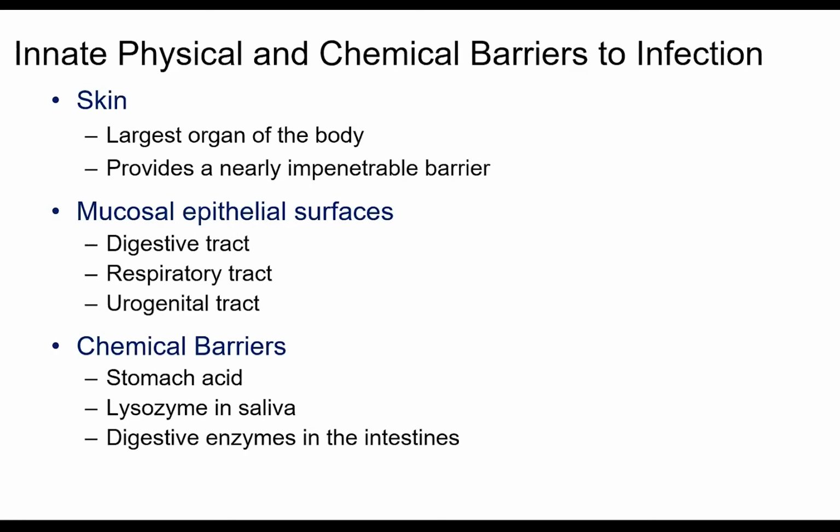The skin is a nearly impenetrable physical barrier to infection. And at the mucosal surfaces of the body, where our epithelium is more permeable to facilitate things like gas exchange and nutrient absorption, mucus traps pathogens and impedes their movement into the body. And finally, chemicals like lysozyme, which digests peptidoglycan, a component of bacterial cell walls, and stomach acids, which can kill microbes, and digestive enzymes found in the intestines that can digest microbes, all add to our first line of defense that keeps infection from ever taking place.